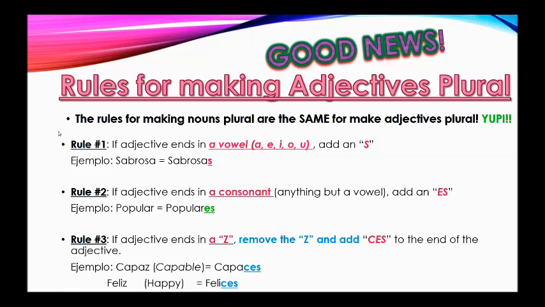Rule number 3, if the adjective ends in a Z, you remove it and add CES to the end of the adjective. So capaz, which means capable. If you have one person or thing that is capable and then you want to change it to multiple, you'd say capaces. Or you have multiple things that are happy or people that are happy, feliz, you change it to felices. Simple.